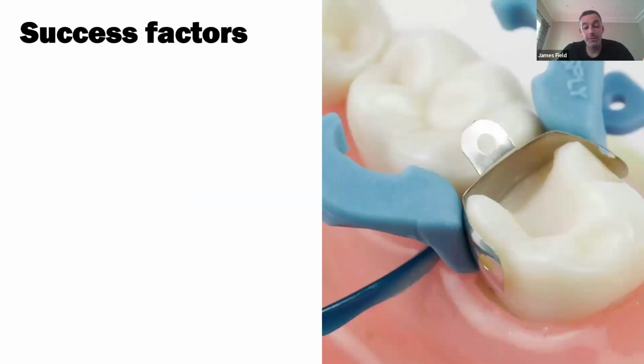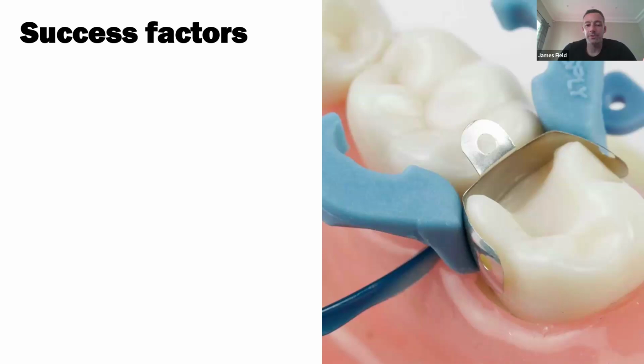So one of the common themes throughout these webinars has been talking about the success factors that will mean that the restorations that you place will remain in place for a long time. They will have the minimum amount of complication. And what that means is that they are retained. They don't have recurrent caries or micro leakage. We don't have sensitivity or marginal degradation and staining.